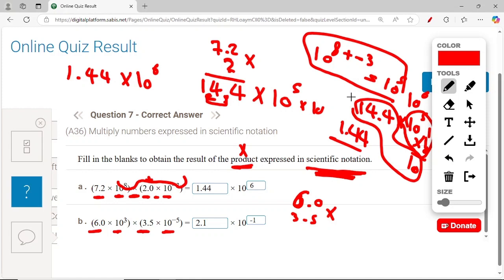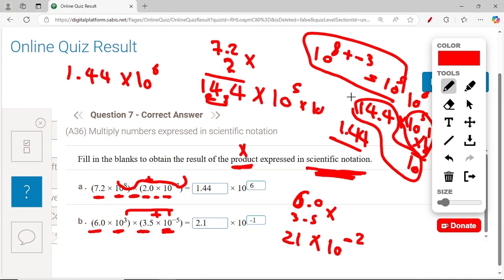So here 6 multiply 3.5, it will be 21. And 10 power of 3 multiply 10 power of minus 5. So I have the same numbers here for 10, so I will add the powers. 3 plus minus 5, it will be 10 power of minus 2.